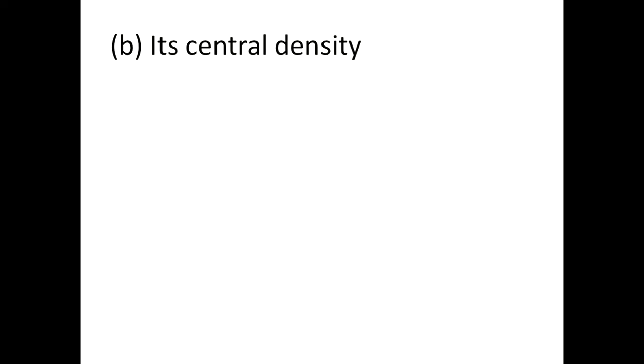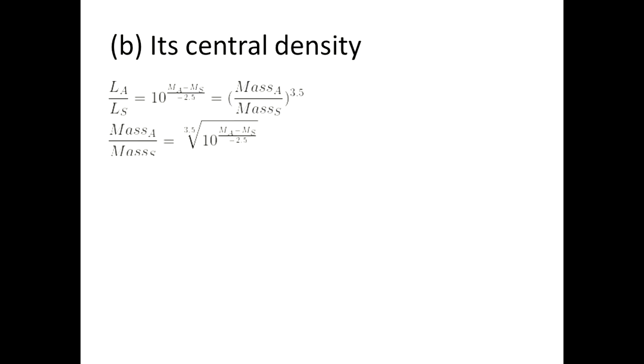Now for its central density, we use the relation from earlier that luminosity is proportional to mass to the power of 3.5. So we use it from our earlier ratio. We just have to take the 3.5 root of it and multiply it by the mass of the sun. We get 3.811 times 10 to the 30th kilograms.